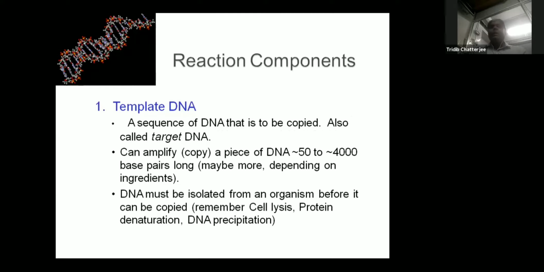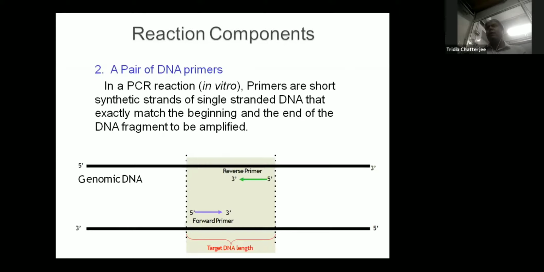The template DNA can be any type of DNA or any target DNA. There is no discrimination that it can amplify some DNA or cannot amplify other DNA. Any DNA or any sequence can be amplified, provided we know a little bit of the sequence, the start and end parts, so that we can design the primers. Next, we need a pair of primers. If one is called the forward primer, then the other is called the reverse primer.